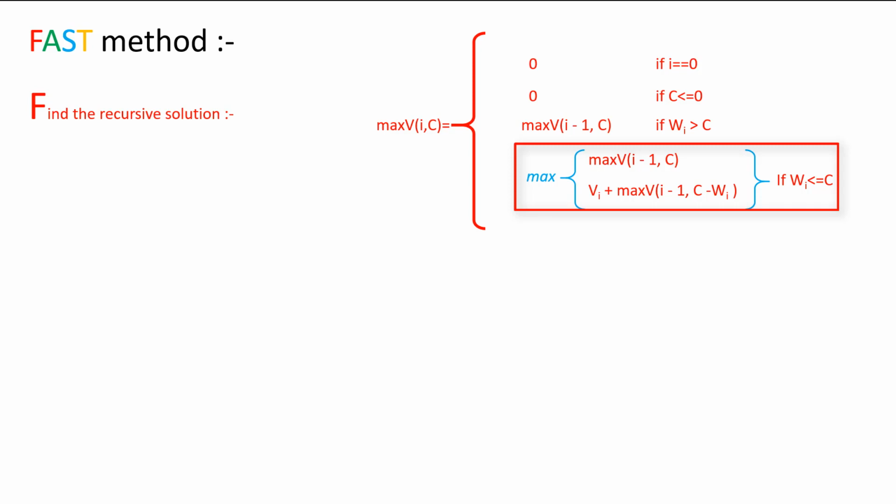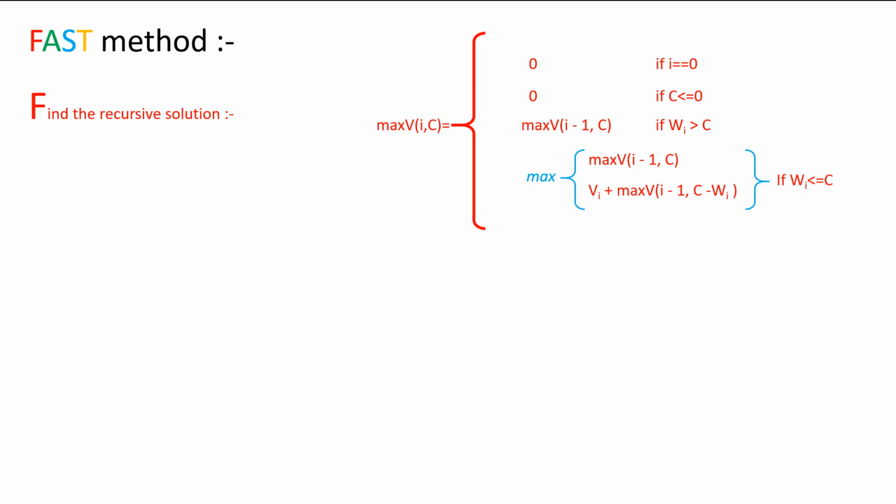If you reject that item, it will be max of v(i-1, C). And if you are taking that item, then you need to get the profit from it, which is vi, plus v(i-1, C-wi). So this is a recurrence solution which you can achieve from the past. Now we'll translate this recurrence solution into our code.